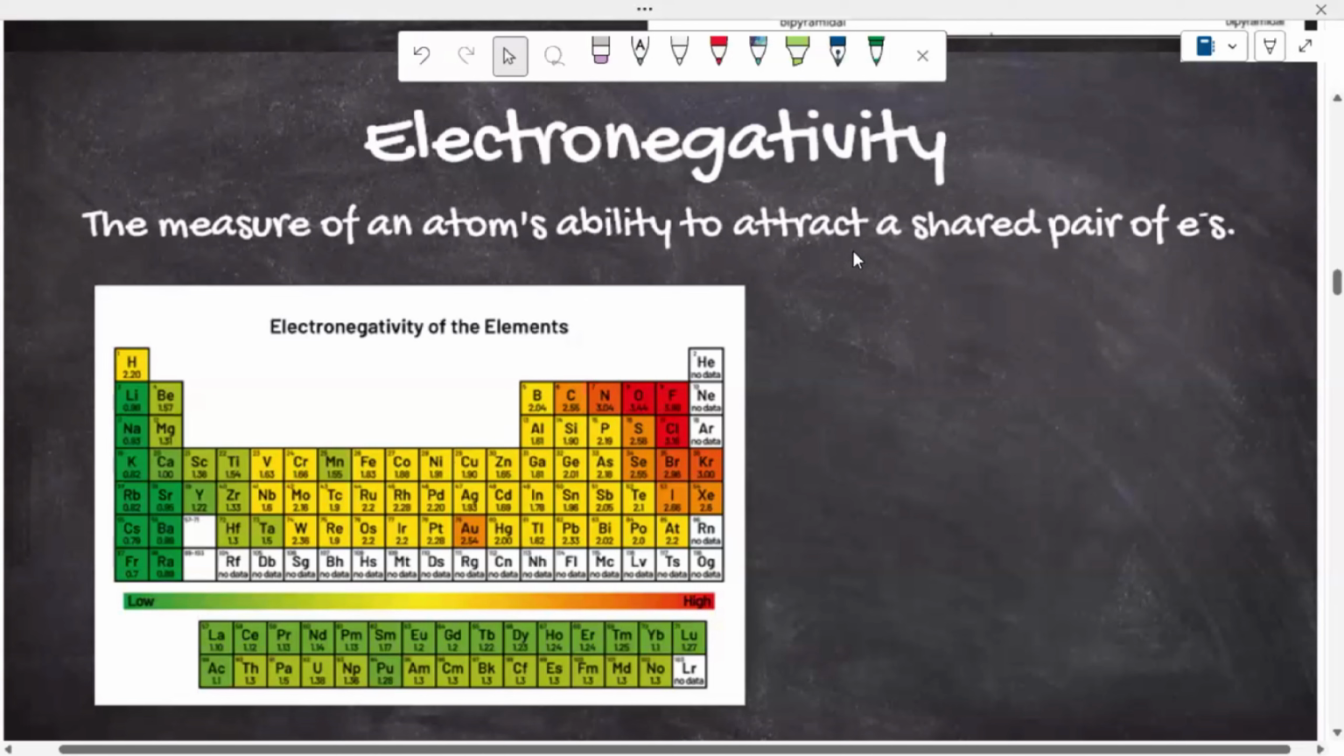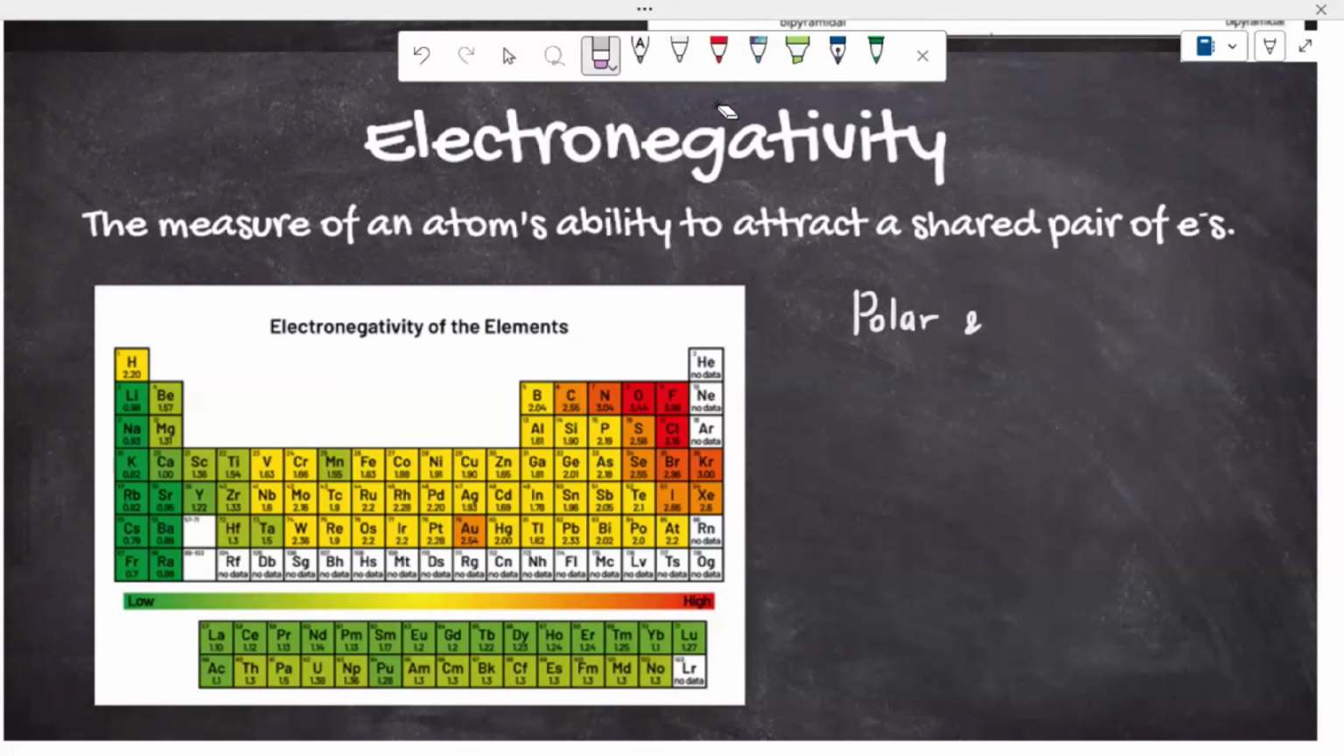So electronegativity is only really appropriate or necessary in covalent bonds, right? Because covalent bonds is where we're sharing electrons, right? So the whole idea of electronegativity is also figuring out if something is polar or non-polar, right?